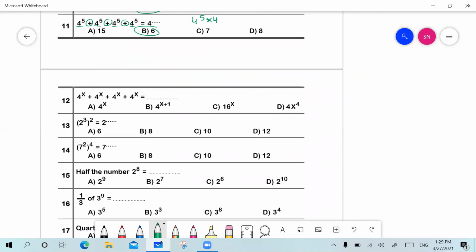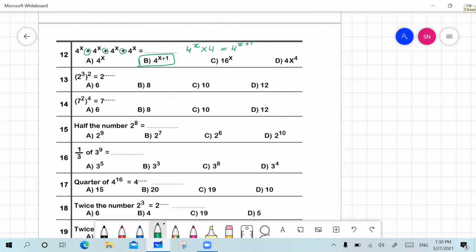Now I have in number 12, 4 to the power of x plus 4 to the power of x plus 4 to the power of x plus 4 to the power of x. This is going to equal, Omar? Option B, which is 4 to the power of x plus 1. Thank you. Now I have 4 to the power of x, and it's repeated by addition for 4 times, as if I'm multiplying by 4. So with a common base, I have 4 to the power of x plus 1. This is the correct answer.